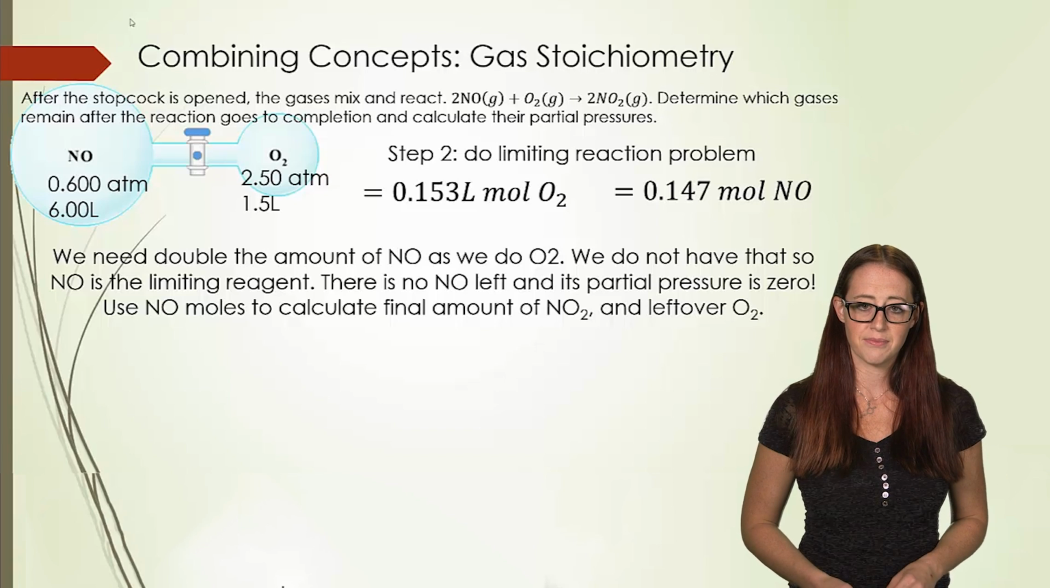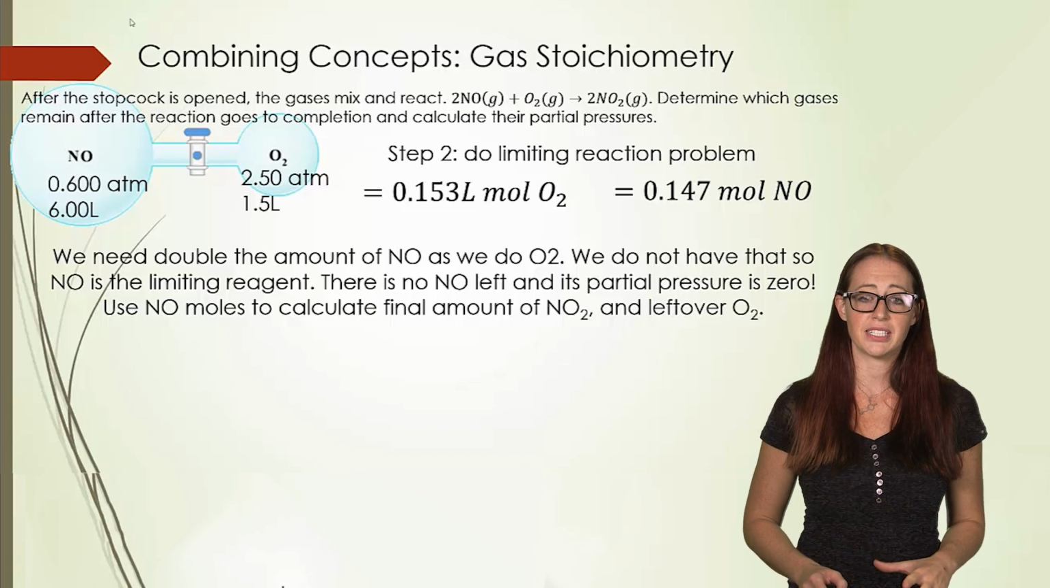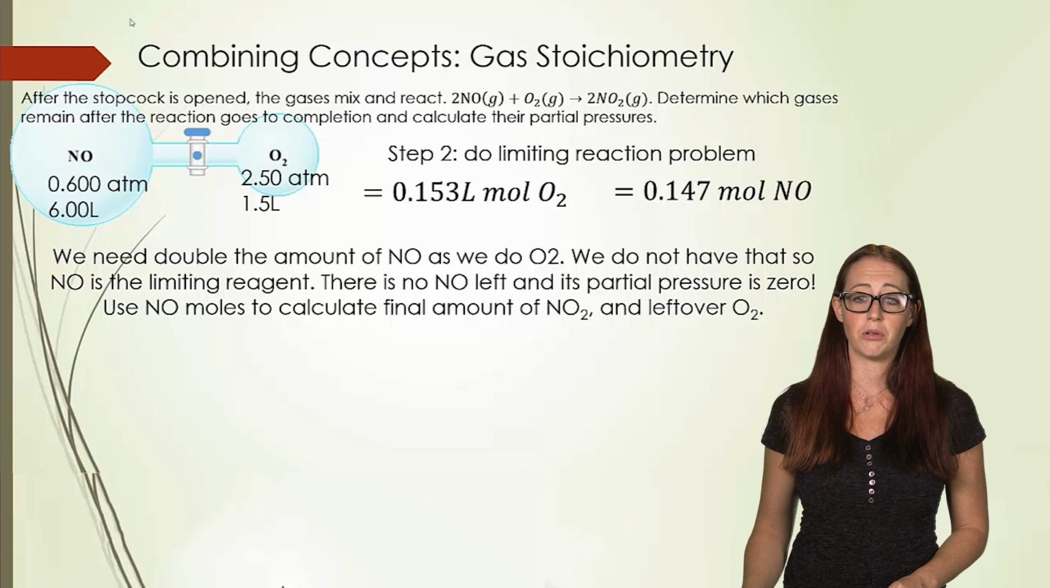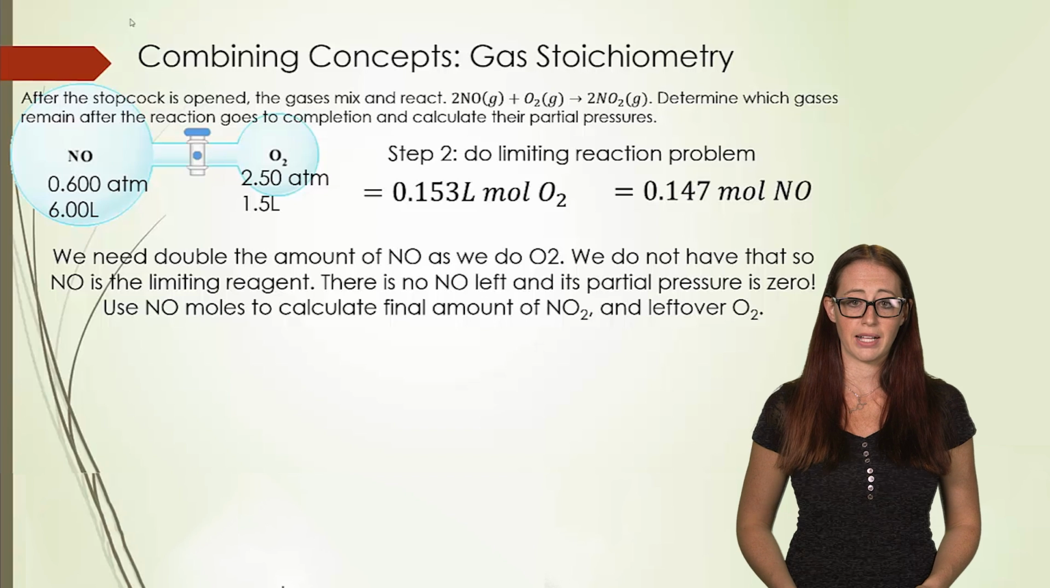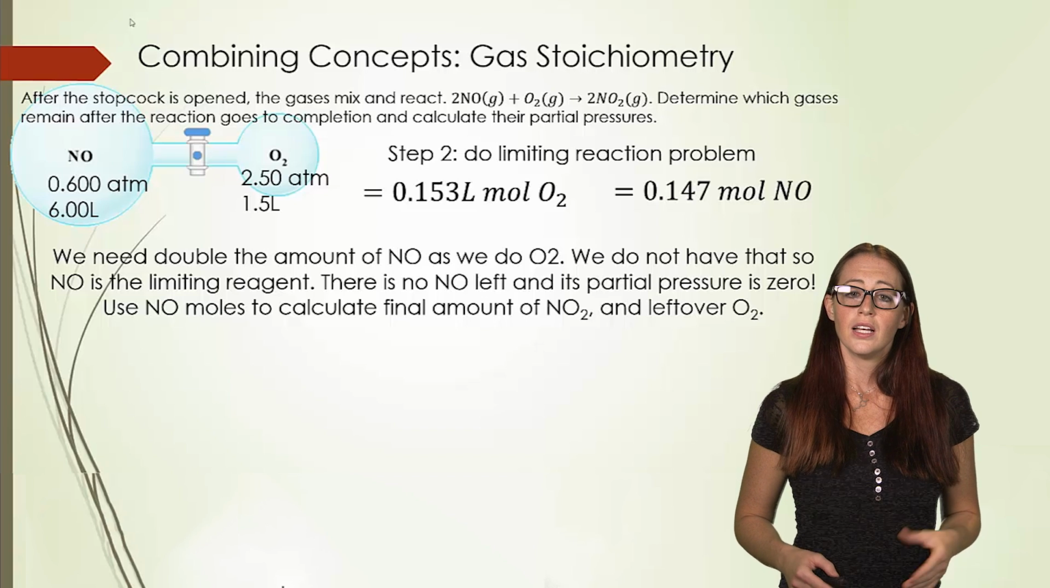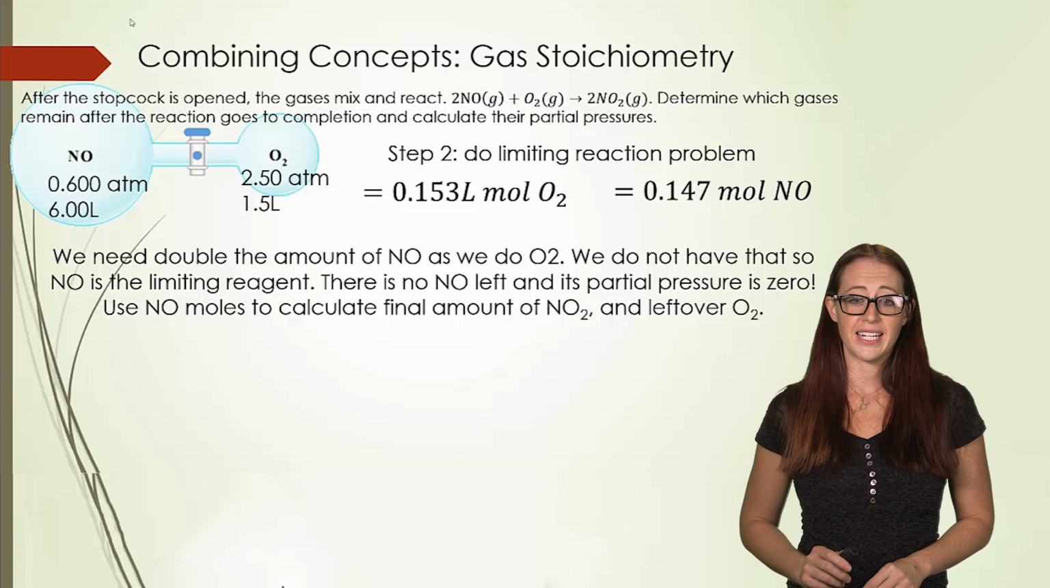Now, what does this tell us? This tells us that after the reaction has completed, our moles of NO is going to be 0 moles. Now, if we don't have any moles of a gas, its pressure is 0 as well. So we have one of the 3 done.